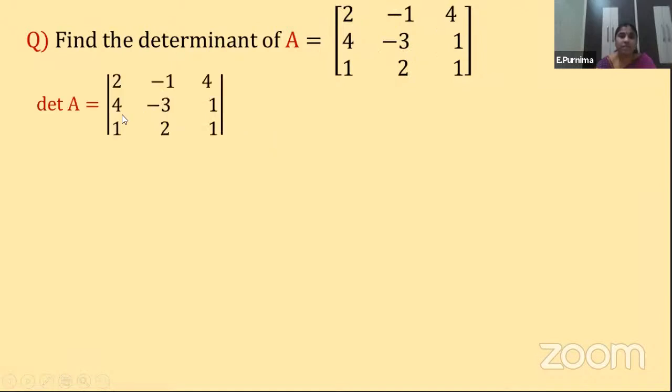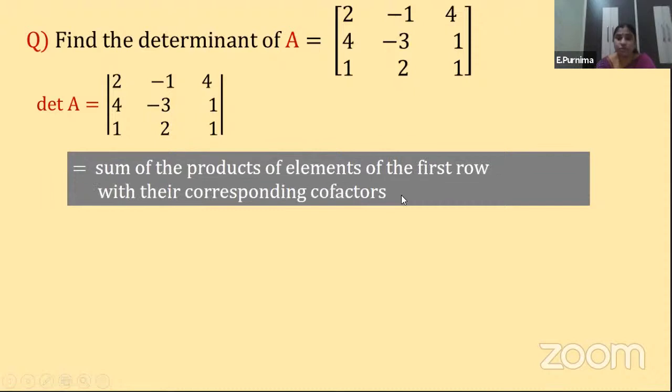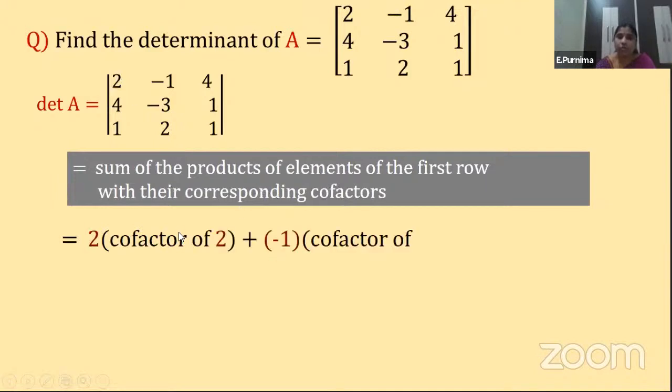Okay. Now what is the determinant? We write like this. So now here what is the formula for finding the determinant? Sum of the products of elements of the first row with their corresponding cofactors. This is the definition, the method of finding the determinant of a 3 by 3 matrix. Clear? Now what is this? Nothing but 2 into its cofactor, 2 into cofactor of 2, plus the second element of the first row, minus 1 into cofactor of minus 1, plus 4 into cofactor of 4. Clear? So this is what we are going to find out now.